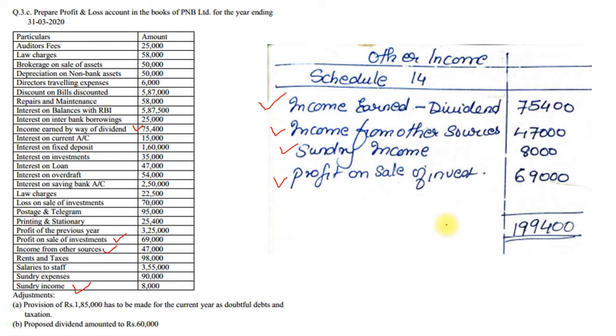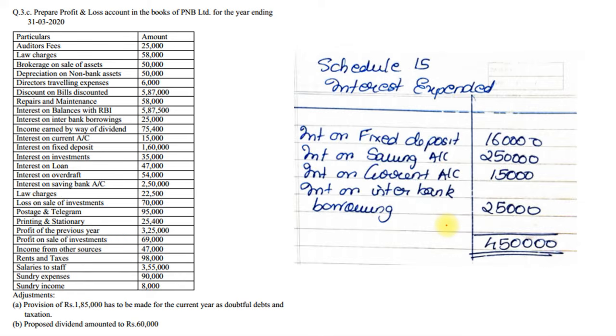The next one is schedule number 15, that is interest expended. That is nothing but interest expense. So if we are a bank, we have to pay interest to the public on fixed deposit, on current account, on saving account, and on interbank borrowing, which we have four values. 1 lakh 60, 2 lakh 50, 15,000 and 25,000. Total comes to 4 lakh 50,000. Okay, that was schedule number 15.